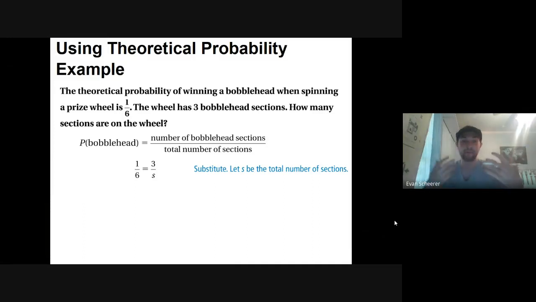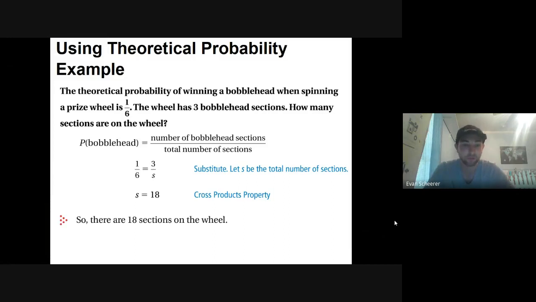We now have a proportion. 1 over 6 equals 3 over s. So how do you get from 1 to 3? You multiply by 3. So 6 times 3 is 18. So therefore, s equals 18. You could use the cross products property, or you could multiply across. There's 18 sections on the wheel. We know that's correct because 3 bobblehead sections over 18, 3 divided by 18 simplifies to 1 over 6. Since it simplifies to 1 over 6, we know that's the right answer because 1/6 is the probability.